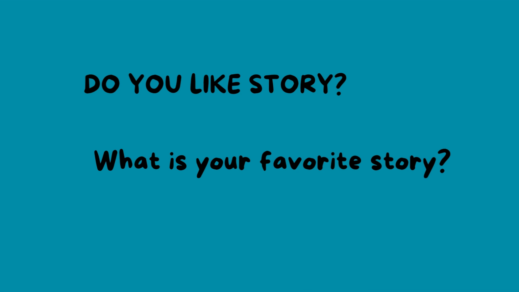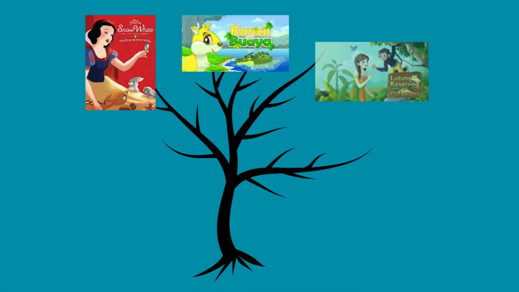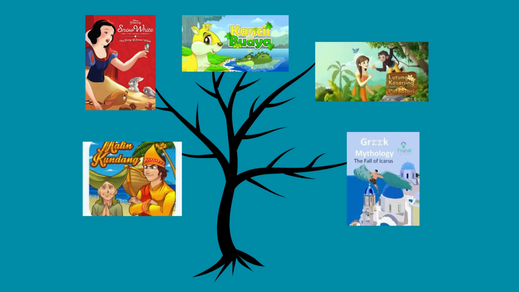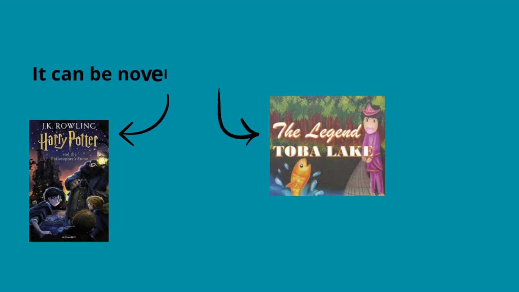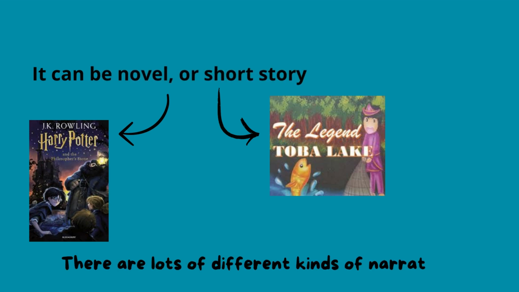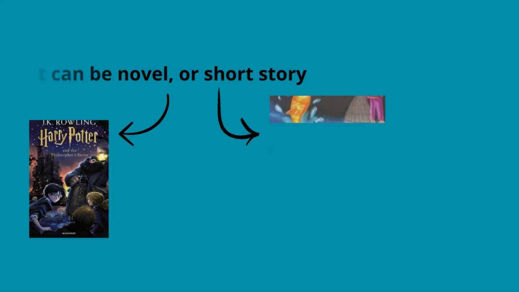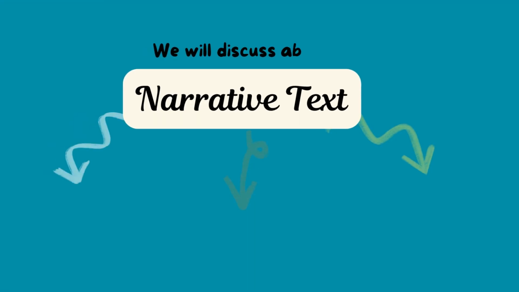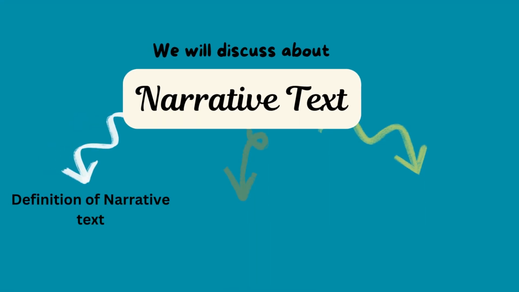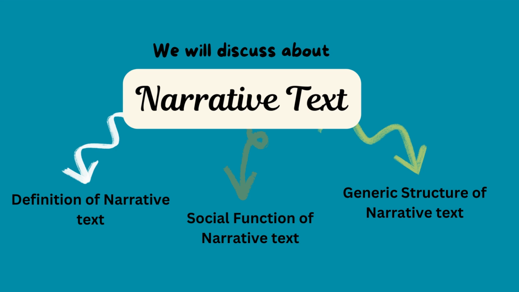Do you like stories? What is your favorite story? We have fable, fairy tale, folk tale, legends, myths. It's a kind of fictional narrative. It can be a novel or short story. There are lots of different kinds of narrative text. Today, we will discuss the definition of narrative text, then the social function of narrative text, and the last one is the generic structure of narrative text.